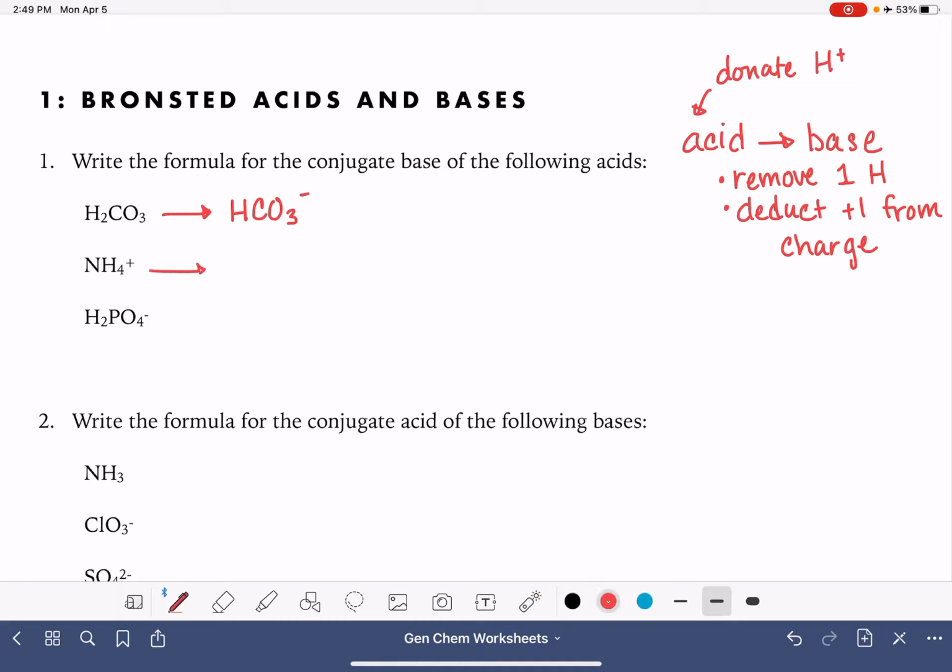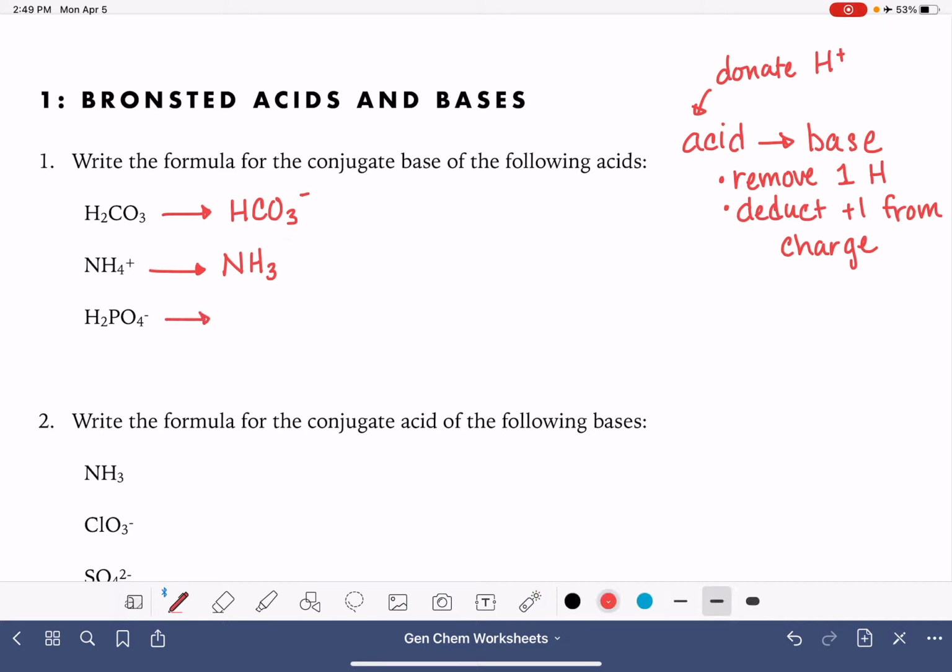For NH4+, we want to remove one of the hydrogen atoms, so that will take us down to NH3. And then also we want to deduct from that charge. We're starting with a +1 charge, and we want to deduct +1 from the +1 charge. That's going to leave us with a neutral molecule, no charge.